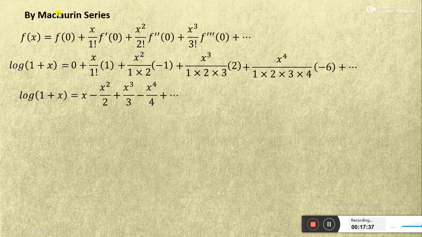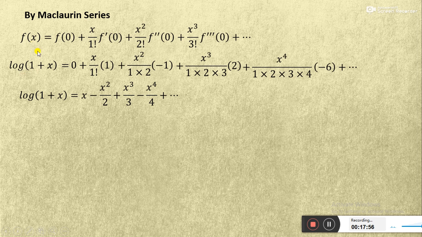So next, the Maclaurin series. The formula for the Maclaurin series is f of x equal to f of 0 plus x by 1 factorial into f dash of 0 plus x square by 2 factorial into f double dash of 0 plus x cube by 3 factorial into f triple dash of 0 plus etc.